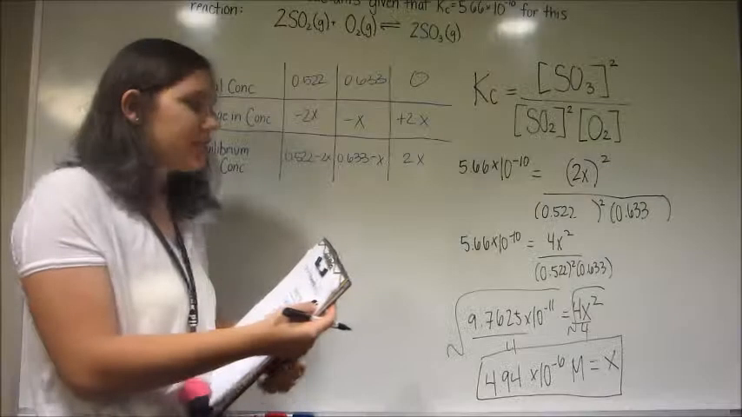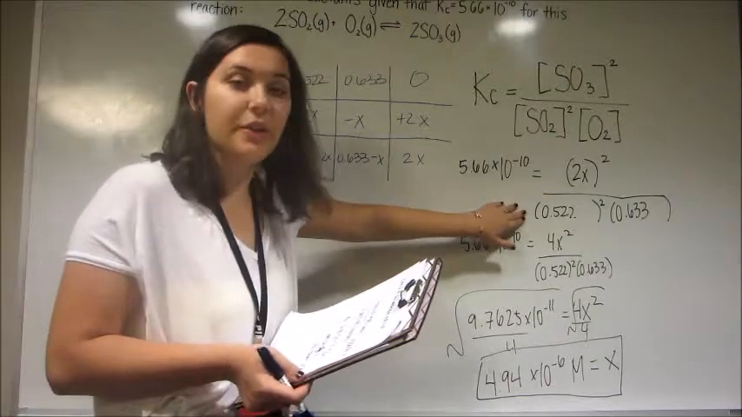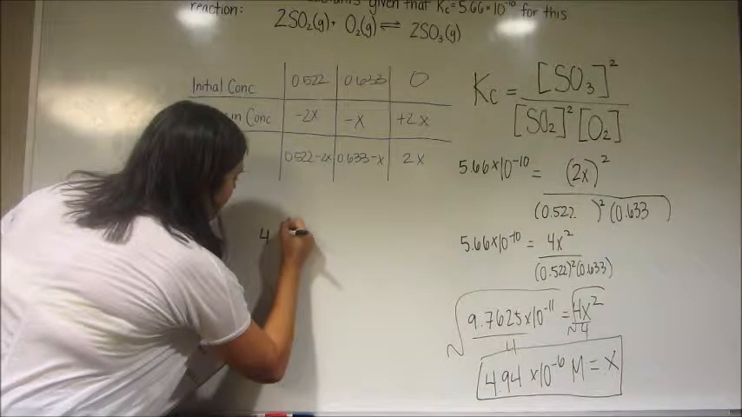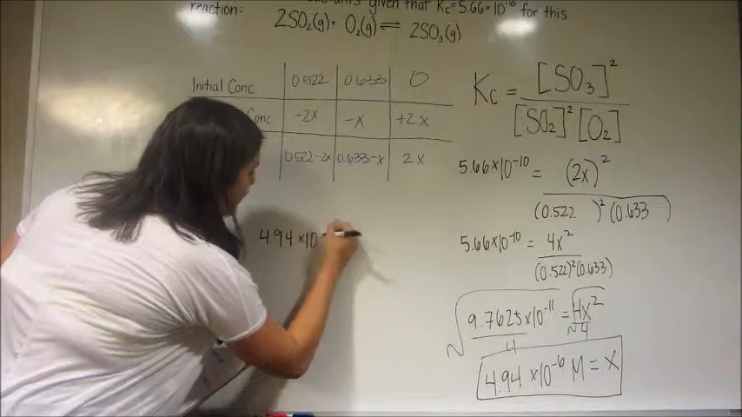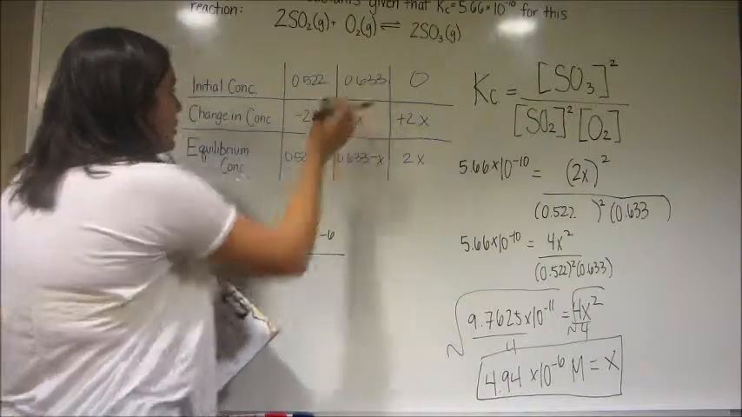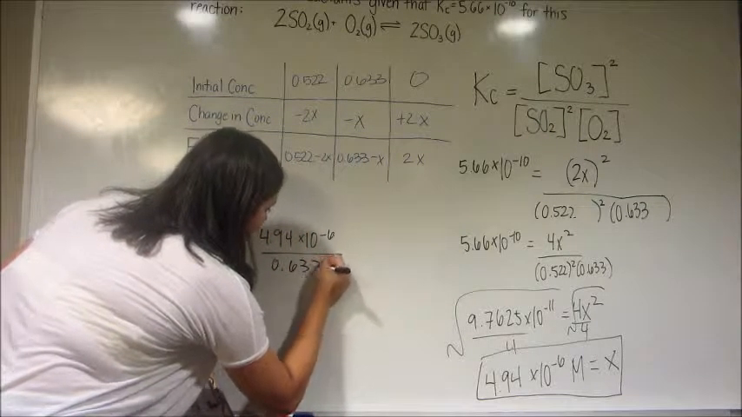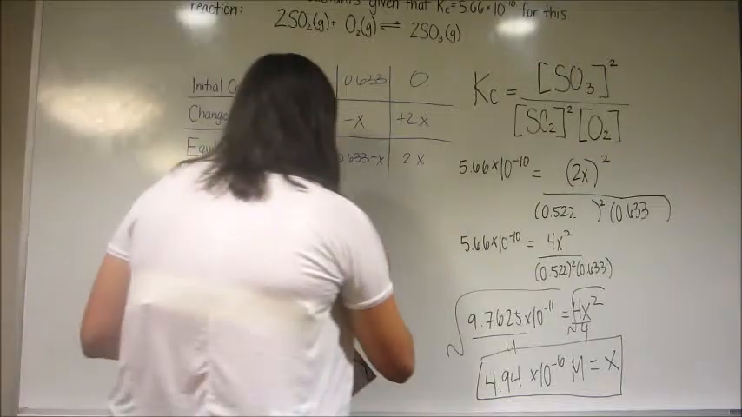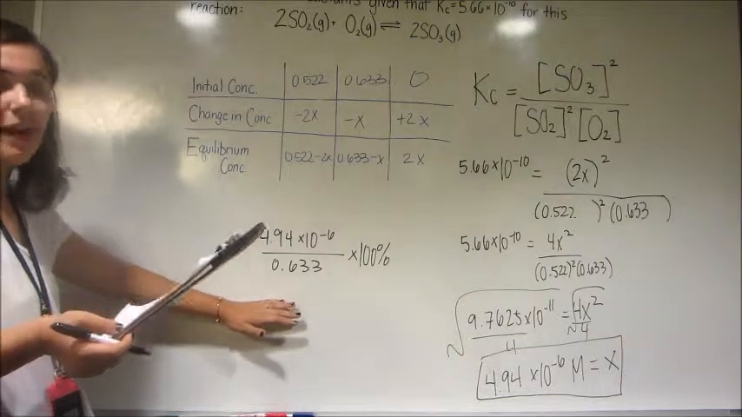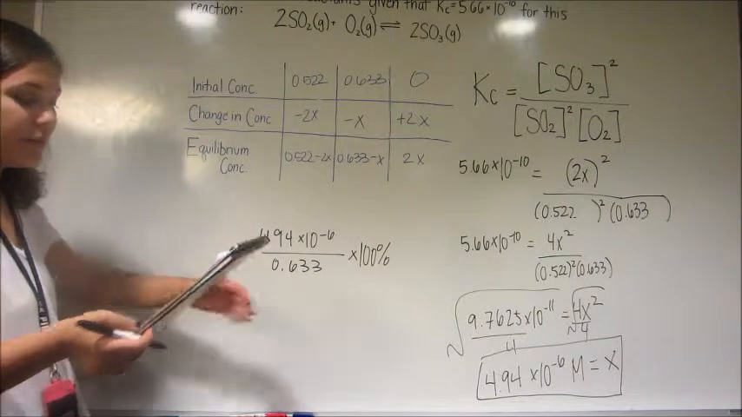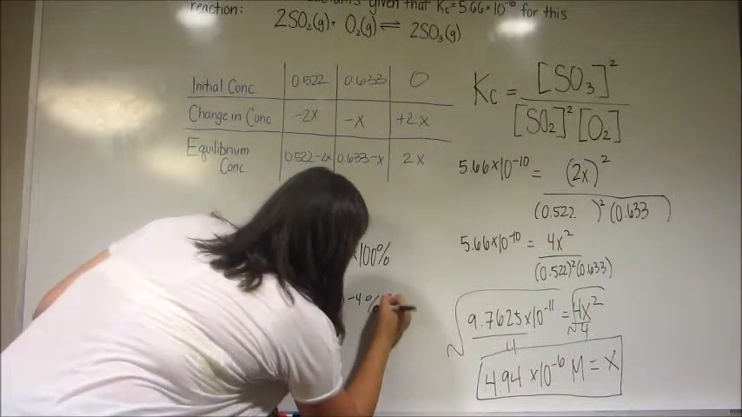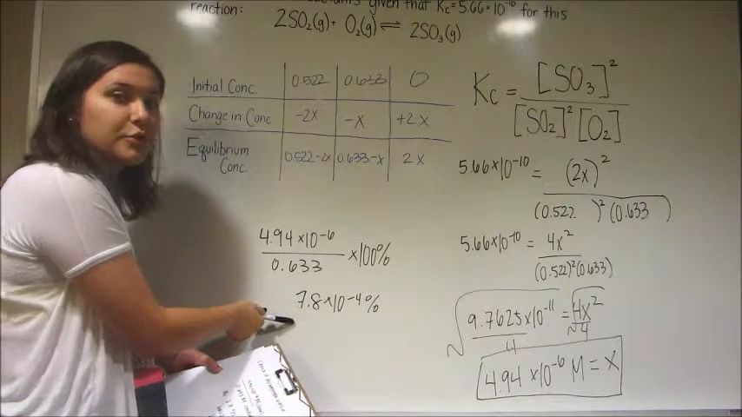Okay. All right, so now we're going to check to see if the assumption we made is valid. So we take the new number for x we found, 4.94 times 10 to the negative 6, and put that over the initial value, which is 0.633. Then we multiply this by 100% and see what we get. If this number is less than 5%, then we know that our assumption is valid. When you do this math, you get 7.8 times 10 to the negative 4%. And that's a lot less than 5%, so we know that the assumption we made is valid.